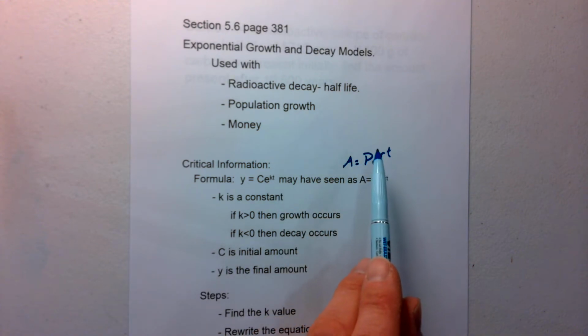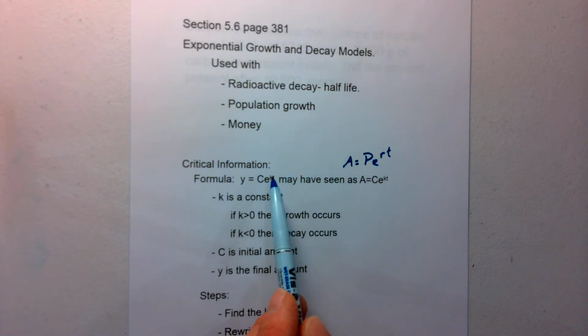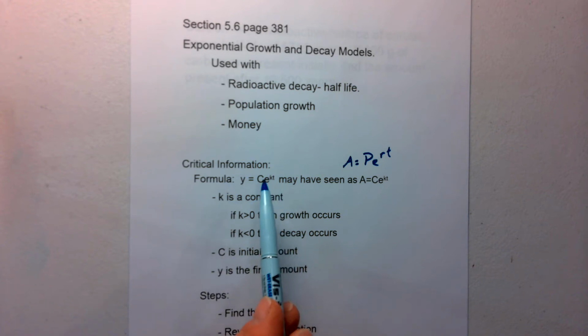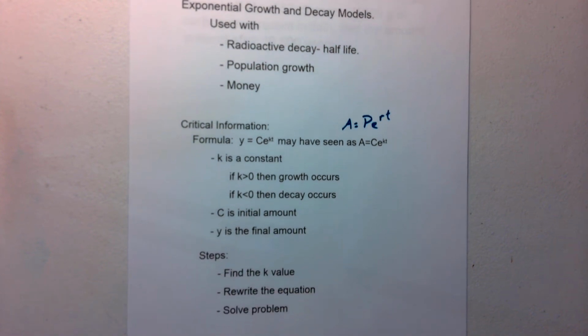So remember this r, this was our interest rate that we were talking about. That's how it grew. This k is going to be a constant. It's going to be either a growth or a decay constant, depending on whether the population is growing or if it's dying. So a couple things can happen with k here. k can be greater than 0, it's going to be a growth, and if it's less than 0, it's going to be a decay. And then we talked about c and our y values.